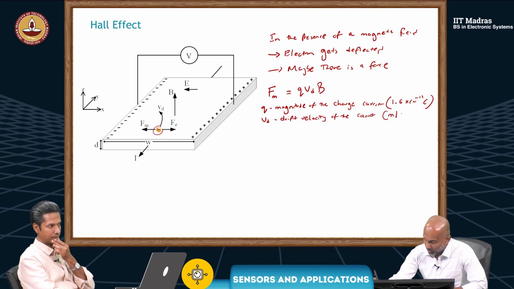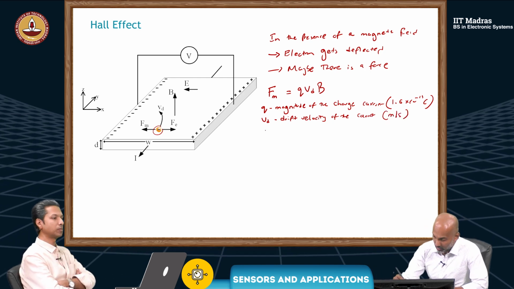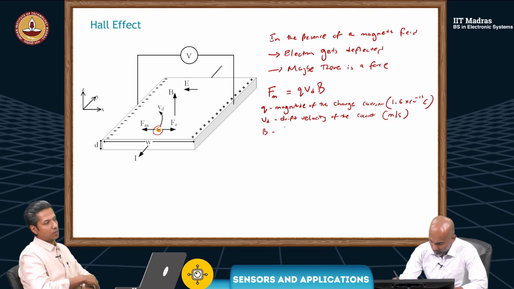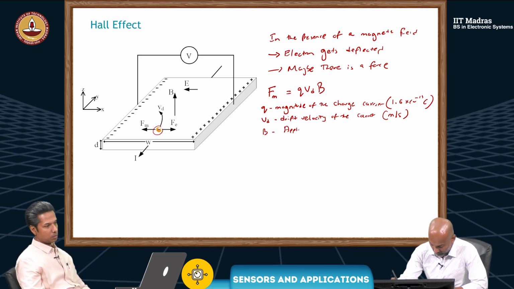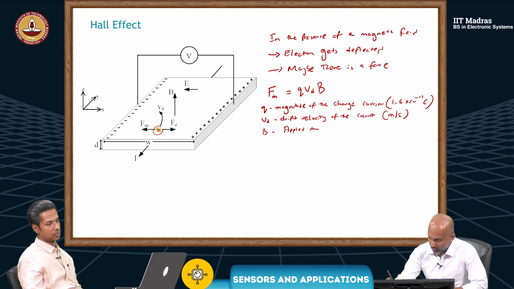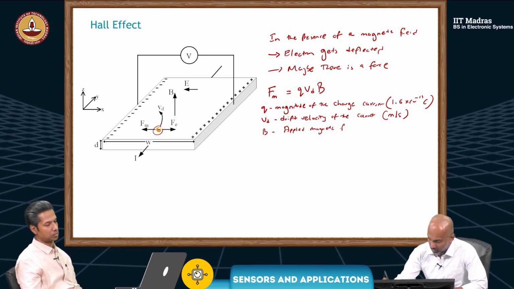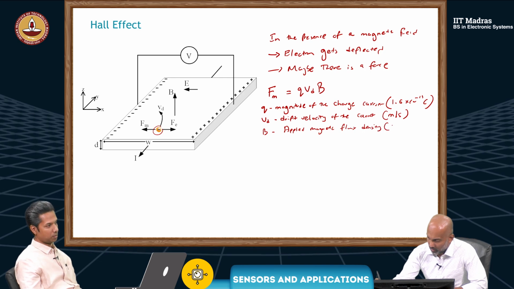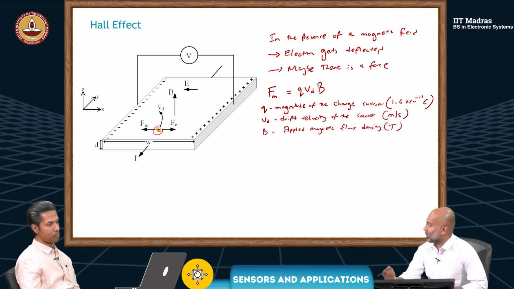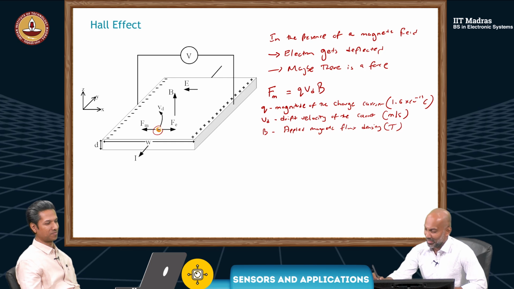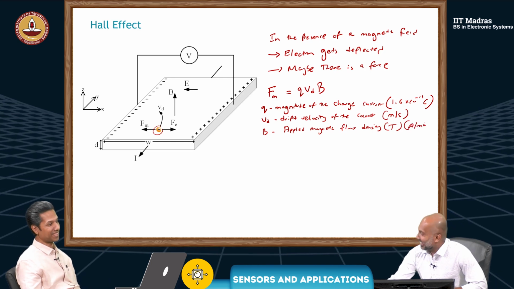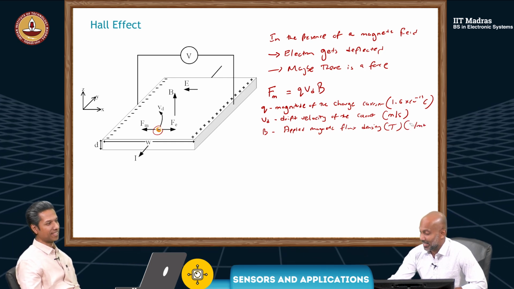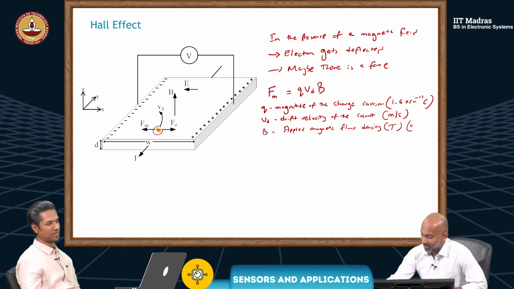And that's in meters per second. Okay, that's a velocity. And B is your applied magnetic field, the magnetic flux density, and let's say that is Weber per meter square. Ampere per meter is H. Yes, SI unit.